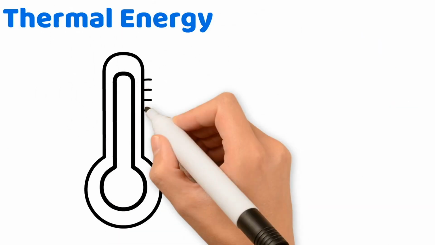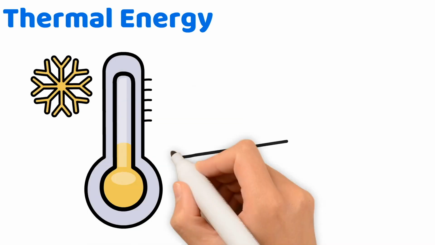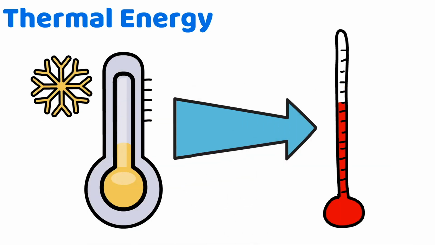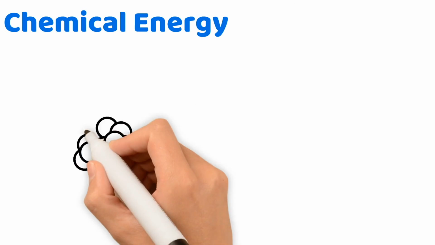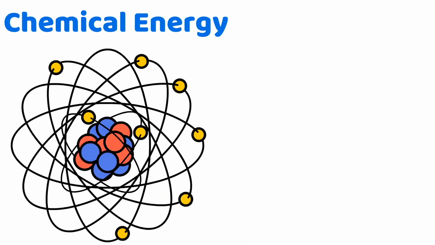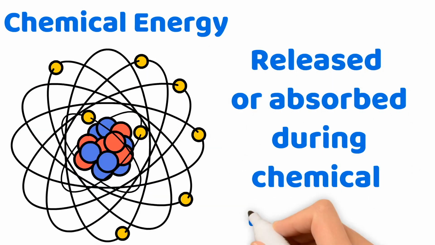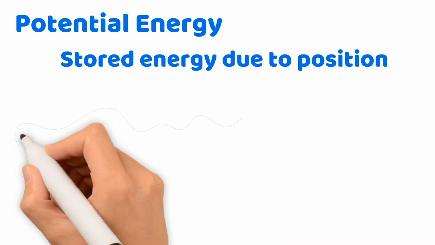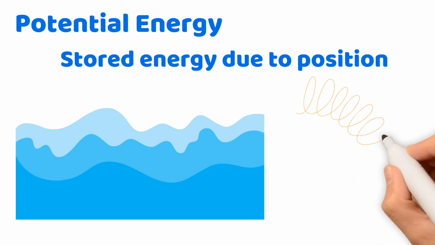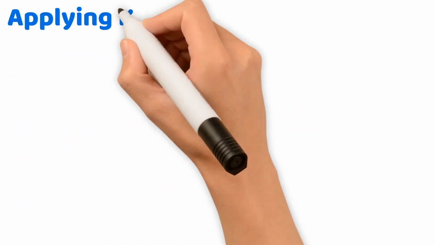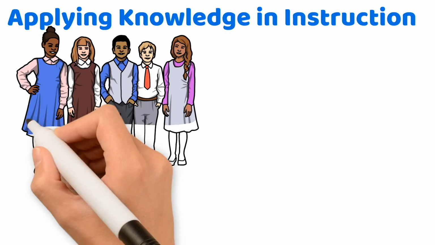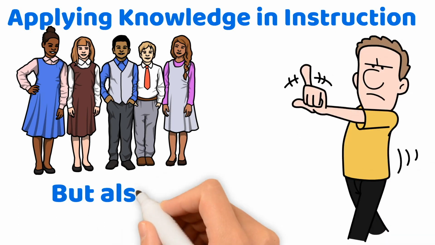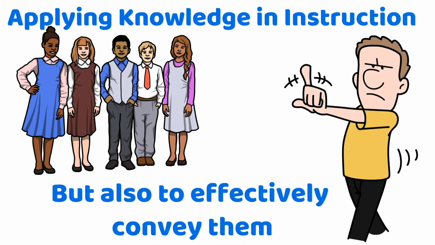Thermal energy. This form of energy is associated with the temperature of an object and is transferred through heat. Chemical energy, stored in the bonds of chemical compounds and released or absorbed during chemical reactions. Potential energy, stored energy due to position, such as water held behind a dam or a stretched spring. Applying knowledge in instruction. As future educators, it's crucial to not only understand these concepts, but also to effectively convey them.